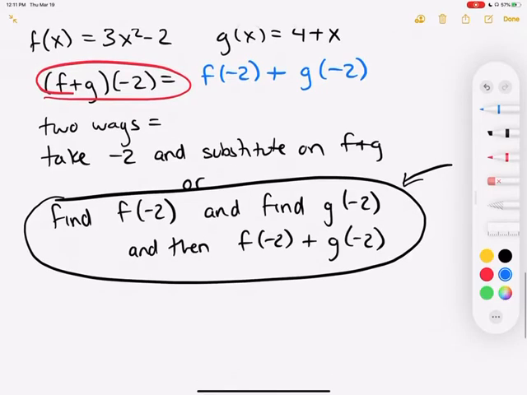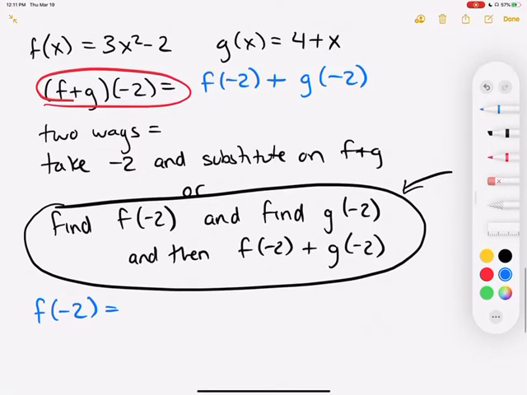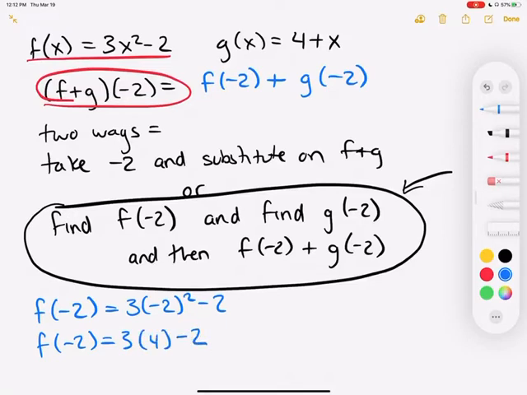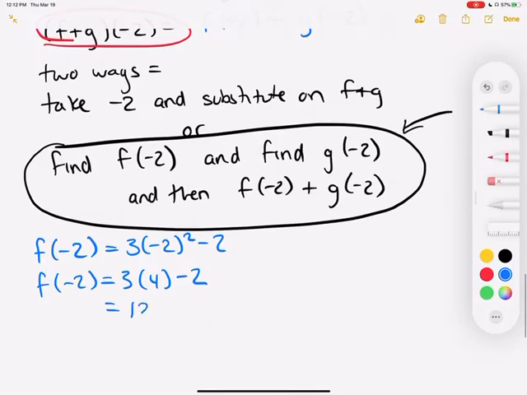Okay, so let's find f of -2. So f of -2 means I have to take the -2 and substitute into my f of x function, which is this function at the top. So instead of the x, I'm going to do -2. 3 times -2 squared minus 2. Then we're going to do PEMDAS, so I have to do the exponent first, and then I have to do the multiplication. 3 times 4, that's 12. And then I can do the subtraction. So f of -2, that's the first result, equals 10.